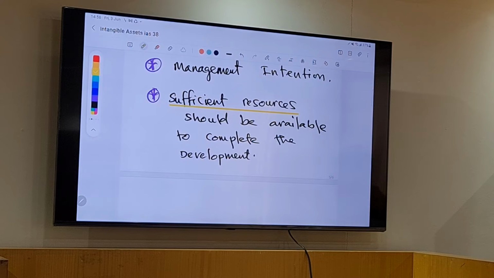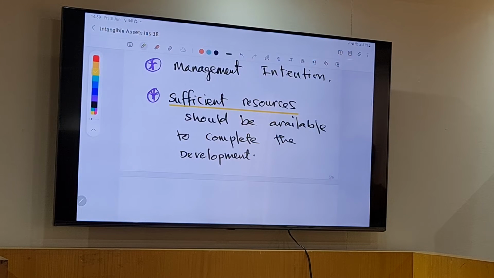Sufficient resources should be available for you to complete the development. When you say resources, that includes many different types of resources: financial resources, cash; human resources, people; infrastructure, required machines, space, office, everything.